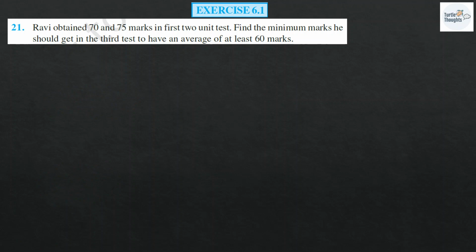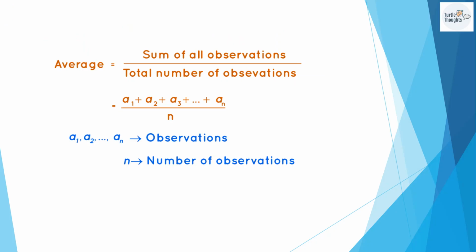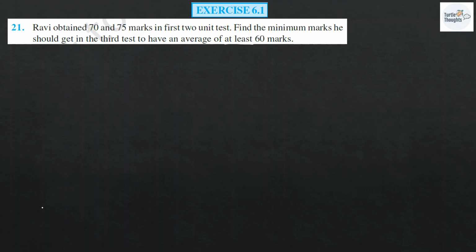Now let me come back to the question. Ravi has obtained 70 and 75 marks in the first 2 unit tests. Find the minimum marks that he should get in the third test to have an average of at least, this is the keyword, at least 60 marks. So I know what an average is, right? How do we calculate the average? Average or mean, both are one and the same. It is the sum of all the observations divided by the total number of observations. For example, a1 plus a2 plus a3 plus an divided by n. This is how I calculate my average.